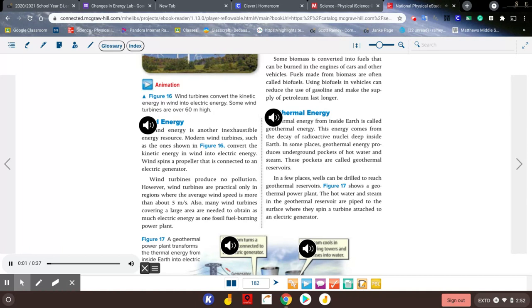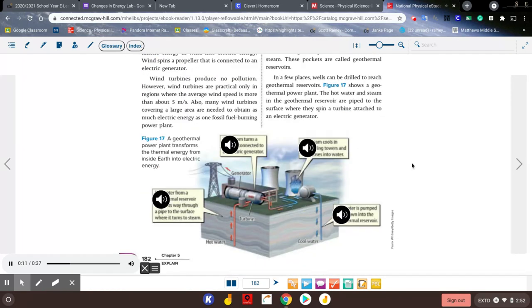Geothermal energy. Thermal energy from inside Earth is called geothermal energy. This energy comes from the decay of radioactive nuclei deep inside Earth. In some places, geothermal energy produces underground pockets of hot water and steam. These pockets are called geothermal reservoirs. In a few places, wells can be drilled to reach geothermal reservoirs. Figure 17 shows a geothermal power plant.